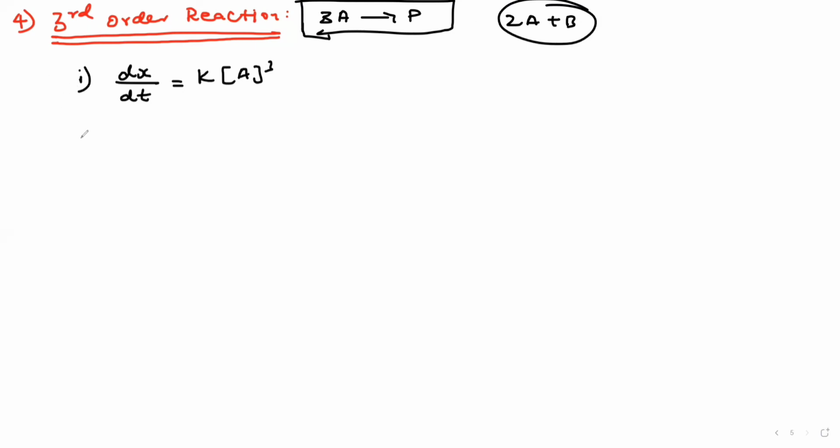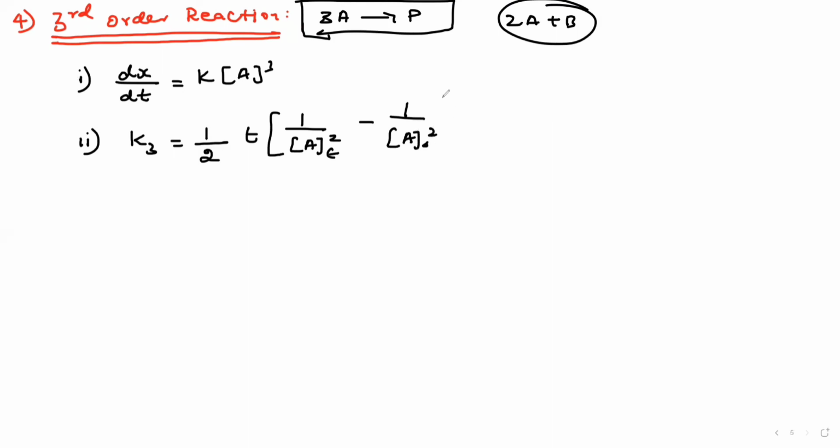Now, third equation, please note. Same, apply the general equation. K3 is equal to 1 by 2t into 1 by A t power 2 minus 1 by A naught power 2, okay, square. This is the equation. How do I get this equation? K n is equal to 1 by (n minus 1) t. Using the general equation, I derive the third order rate equation.